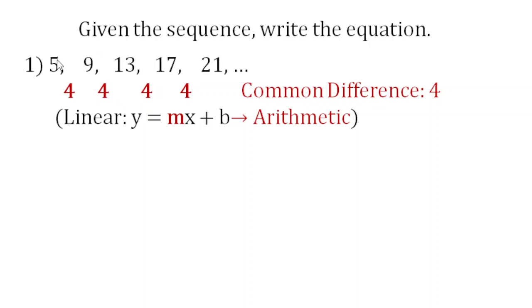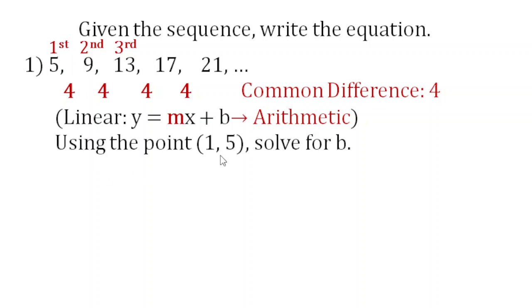Okay, now remember that this 5 is the first term, 9 is the second term, 13 is the third term, and so on. So meaning to say (1, 5) is a point, (2, 9) is a point, (3, 13) is a point. Now we will just use (1, 5). Okay? So this means this y is 5 and this x is 1.